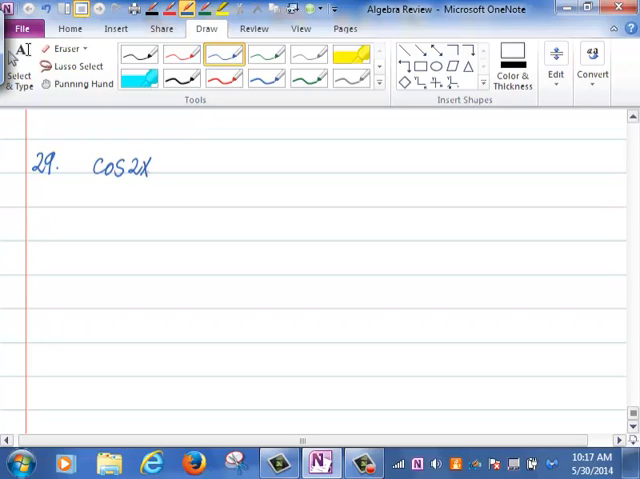Cosine 2x minus sine x is 1? Yeah. This is a little bit difficult to solve. What you have to do is the following. I am going to convert the cosine 2x into sine x. How would I do it though?